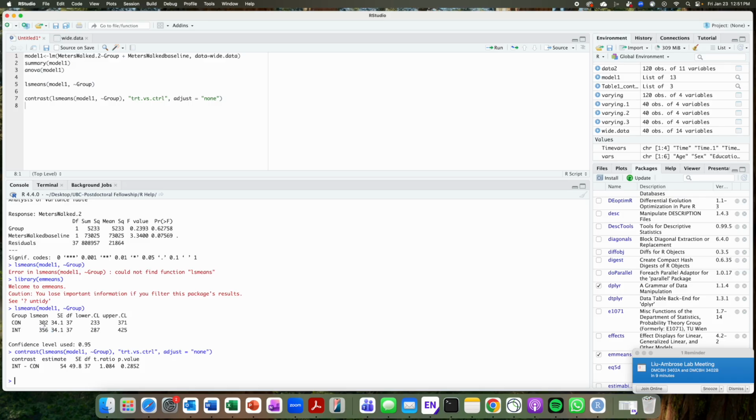We can see that for the intervention versus the control, there's 54 meters, but there's no significant difference between the intervention and the control group. All of this lines up with what we've already looked at thus far.